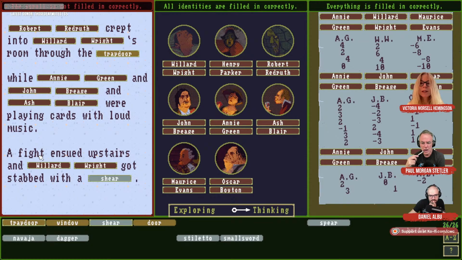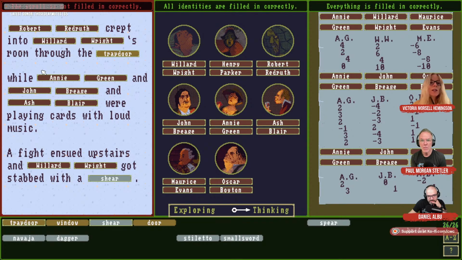So somebody's losing. Should we look at who's losing a lot? Because maybe they're losing a lot of money and they're desperate to get money. JB? John Breege. Breege, yeah. So we could see if we could try him. Maybe he's the killer. So just change Robert Redruth to John Breege.